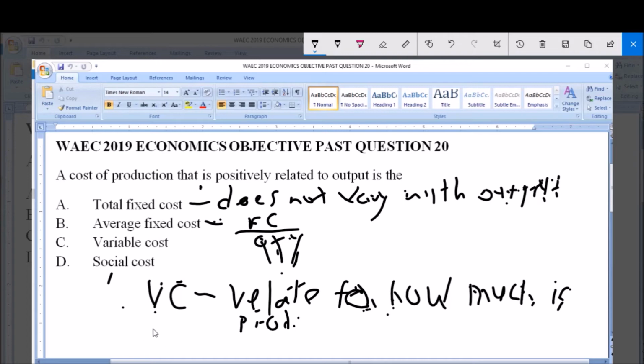And then for social costs, SC, I'll use that to represent our social costs. Social costs is the sum of personal costs, PC, plus external costs.